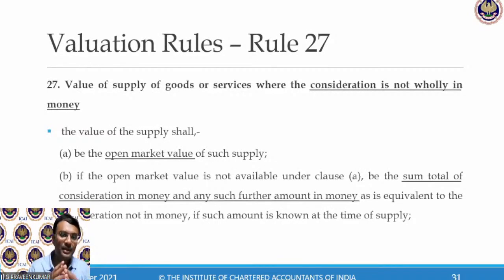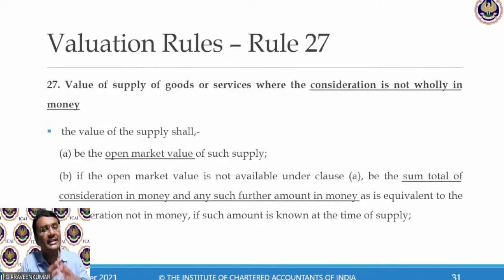If the value is not available, then the money I paid in consideration and a further amount equivalent to that which has been exchanged as consideration. Like the example we were talking about, that TV. The value of the television is 50,000. I don't pay the entire 50,000. I pay 45,000 as cash. In exchange, I give the old TV for a sum of rupees 5,000. So where the open market value is not available, my consideration will be the total money received and a further amount equivalent to that consideration, like the exchange of 5,000.